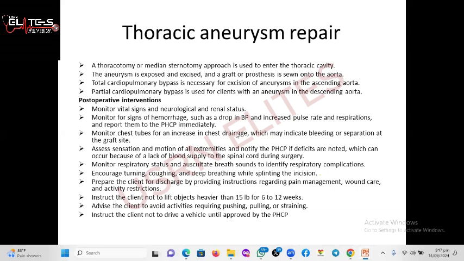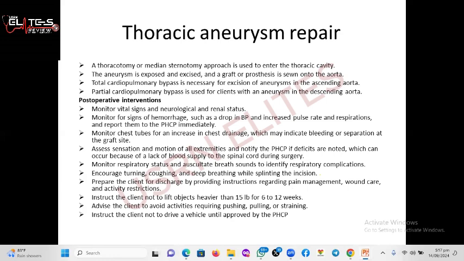It's what I have here. You monitor the vitals, very important. The neurostatus is very important. You monitor for signs of hemorrhage, BPs, and all those things. I think I've discussed that or I've talked about that.